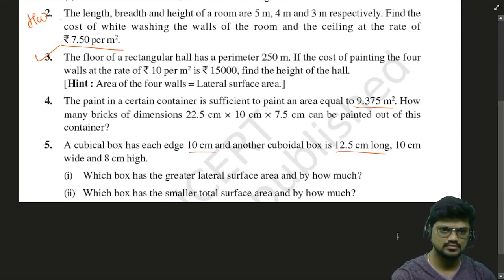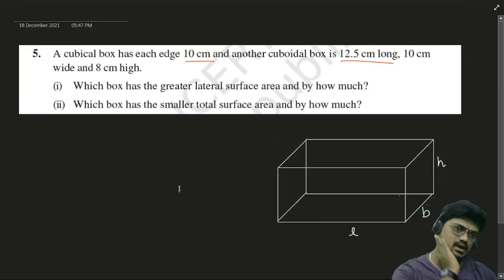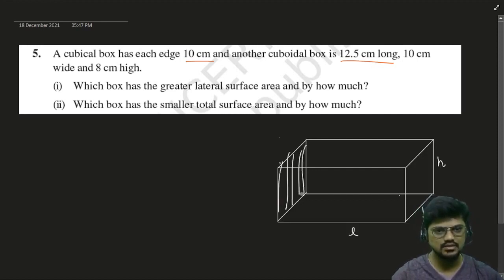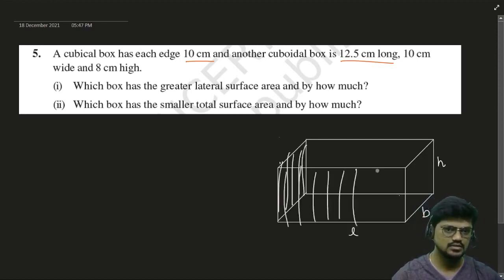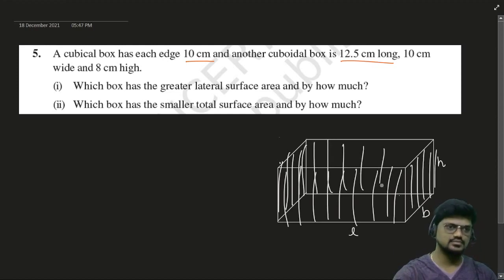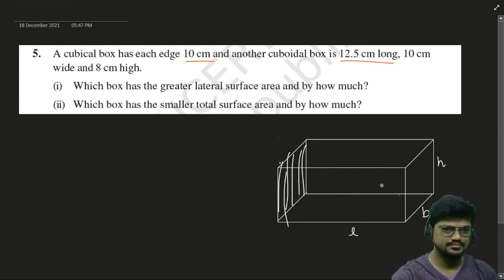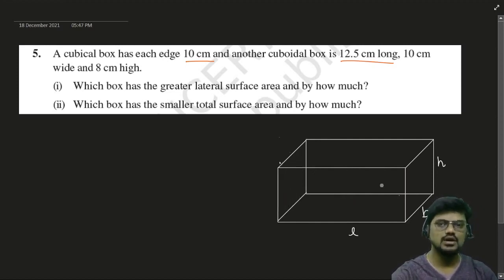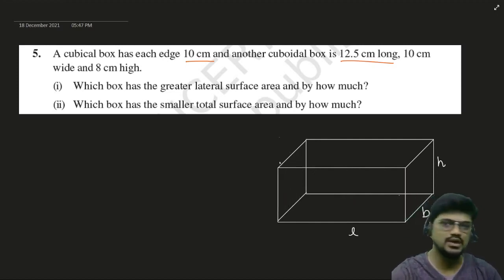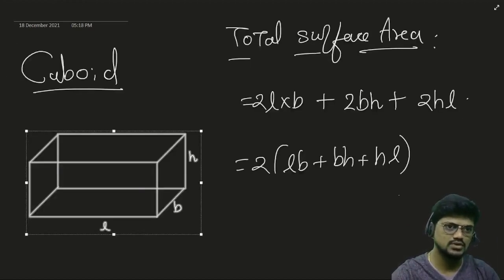Sir, what is lateral surface area? We'll tell you. The lateral area of a cuboid means this area plus this area plus this area and plus this area. It means the area of the walls. The area of the walls is the lateral area. Okay, so there is a cubical box and a cuboidal box. Let's take the cubical box first.